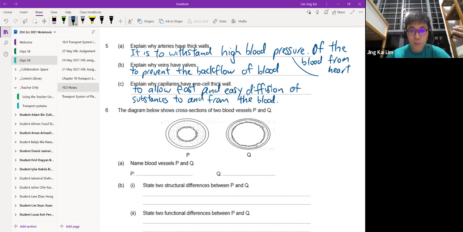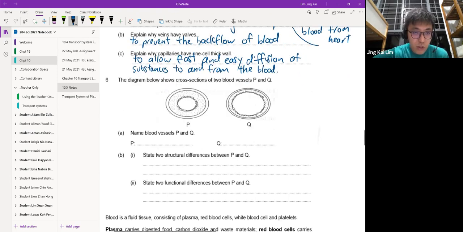So this is the part where the capillary actually allows the diffusion to happen from the cell to the blood so that it can be carried away from the area. Okay. So now let's look at question 6.